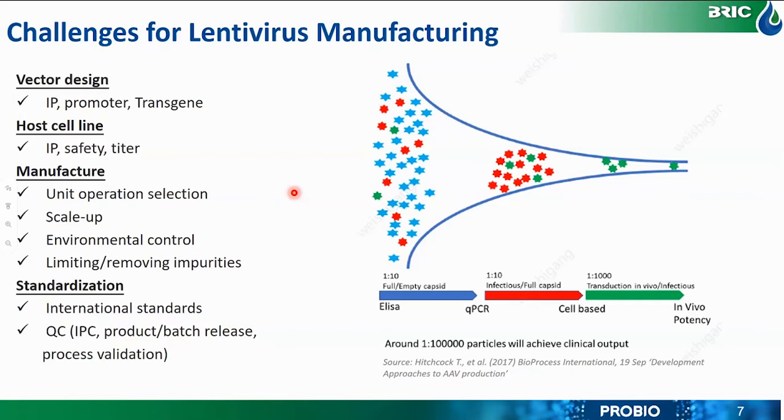For the manufacturing operation, there is unit operation selection, the scale you want to scale up to, the GMP environment control, and limitation or removal of impurities from the process. Also, there is a lack of standardization, international standards, QC, also in-process control, product and batch-to-batch release, and also process validation for manufacturing in future.